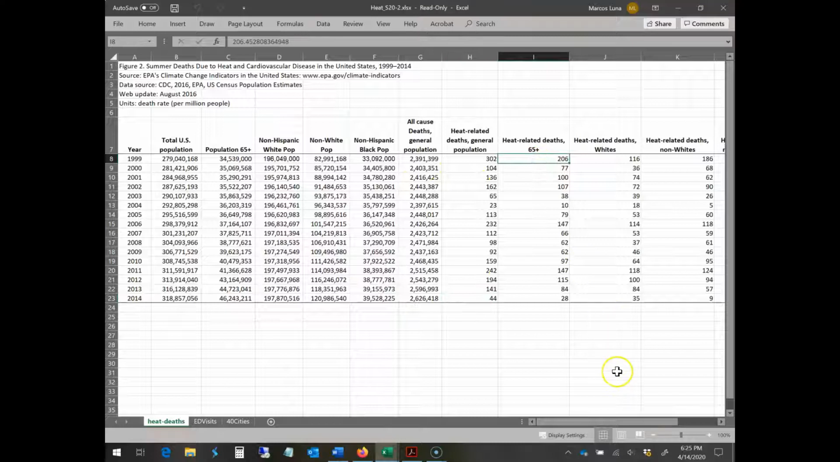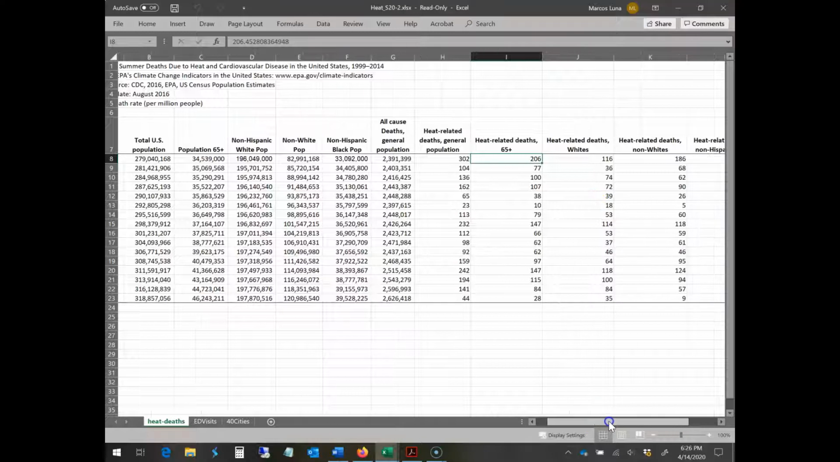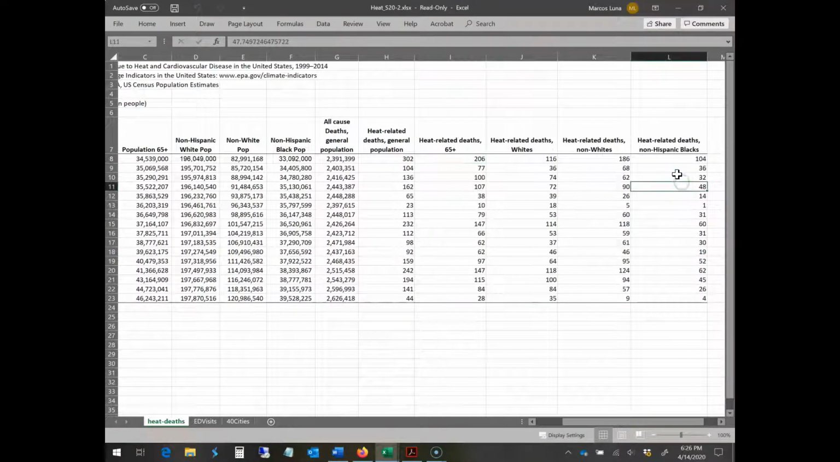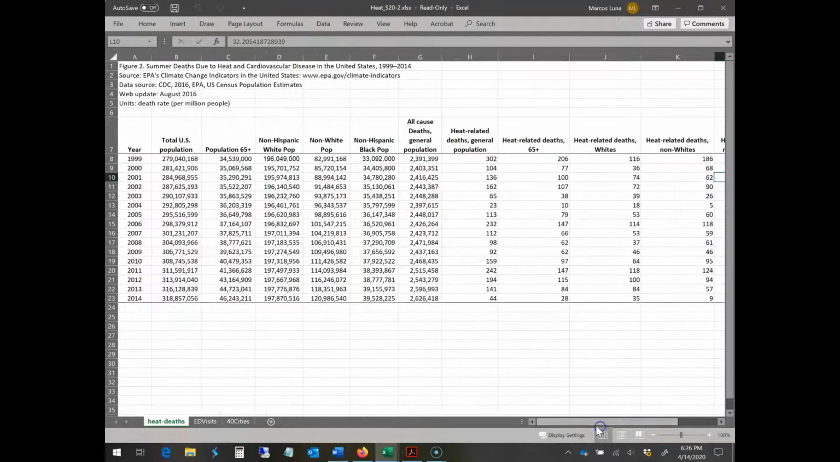We can break that down further by looking at the cause-specific deaths for those same subgroups of interest: people 65 and older, whites, non-whites or minorities, and then non-Hispanic blacks. So we see these are just total counts, the absolute numbers of people who died. So we're going to calculate rates, and we're going to be using a lot of the numbers that are here in the subpopulation numbers, so we're going to be jumping back and forth a little bit.